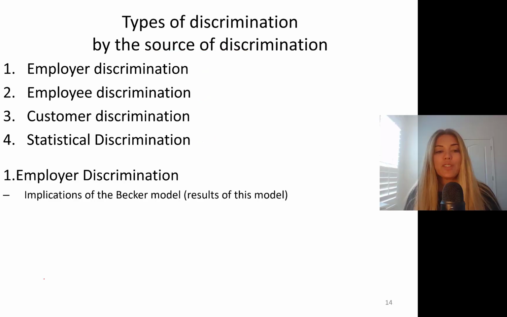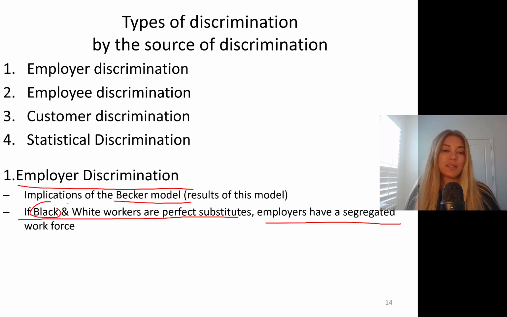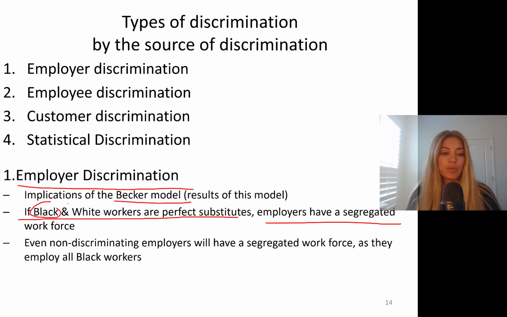Let's get started. So first we'll talk about employer discrimination. We are going to learn about Becker's model. According to this model, if black and white workers are perfect substitutes, employers will have a segregated workforce. So we are working off of black and white worker groups. However, this could apply to men, women, Hispanic, non-Hispanic groups, Asian, non-Asian, and so on and so forth. It can also differ based on different countries, based on different groups.